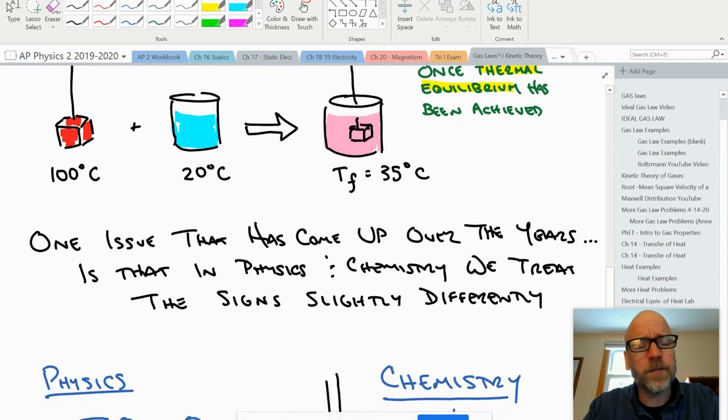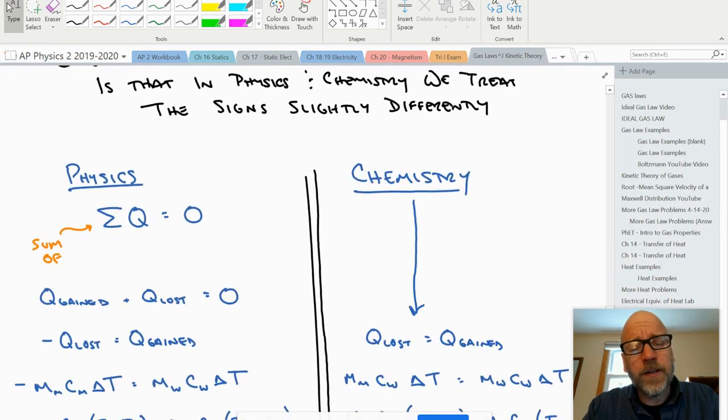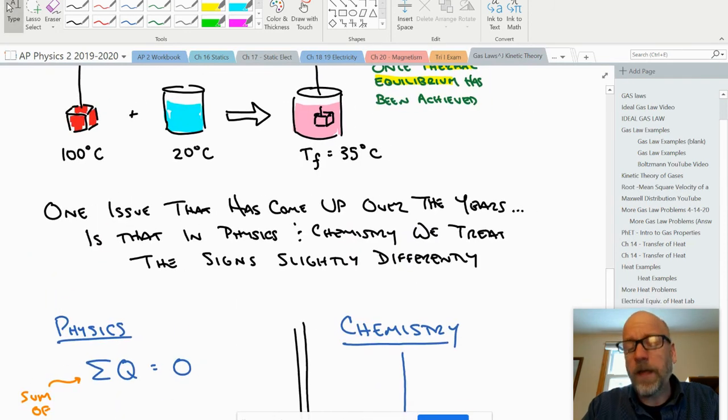Now what's the deal? Well, in physics and chemistry, we may treat the signs slightly differently. And I've been arguing with students about this for years. Actually, I've been arguing with Mr. Nash, and students are caught in the crossfire. In the end, you can do whatever you want. Heck, I don't even get to see you anyways.